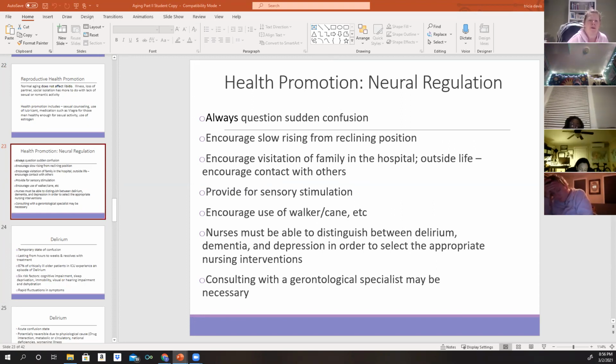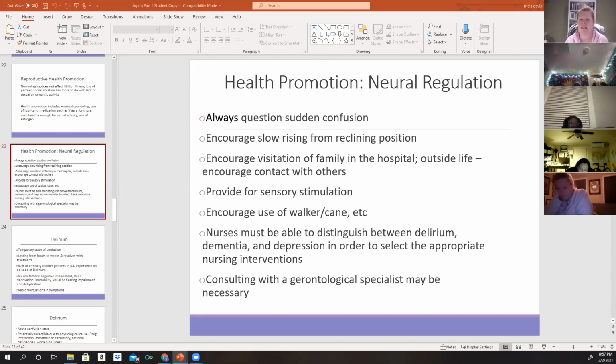So when we talk about their neuroregulation, some of the things we're going to want to think about with the older adult is we always want to question sudden confusion. If your patient is always alert and oriented, or if you're an emergency room nurse and your patient comes in with their daughter and they say, Melissa, I don't know what happened with her. I live with her. She's always alert and oriented. She walks with her friends every day. I got up this morning and she was just saying things that didn't make any sense. She didn't know me. She didn't know my son. We always want to question some kind of sudden confusion.